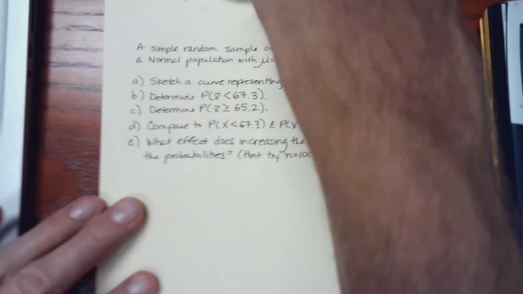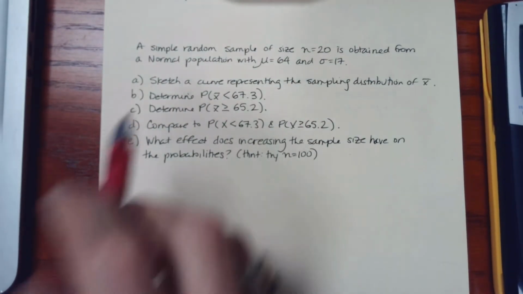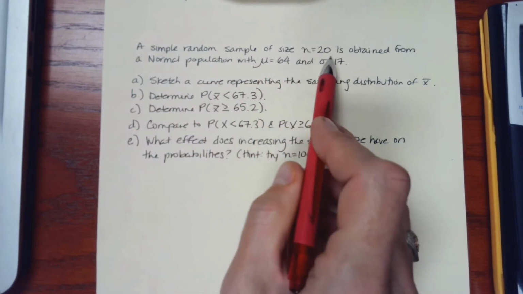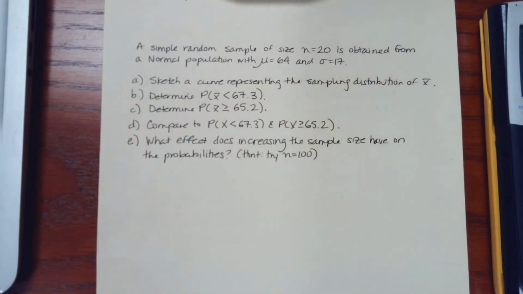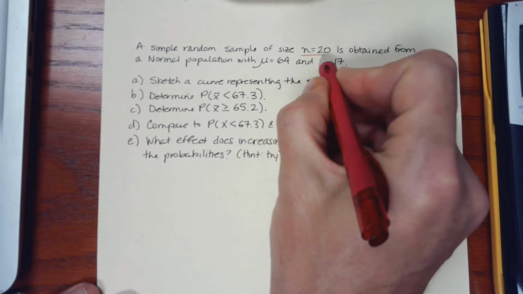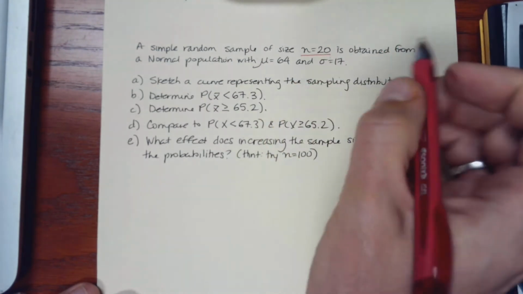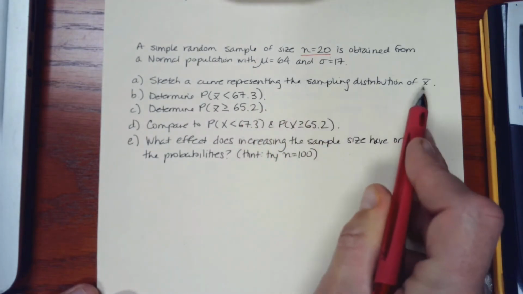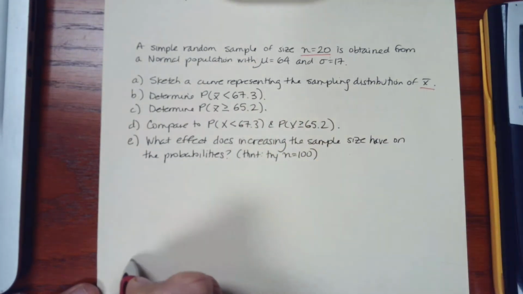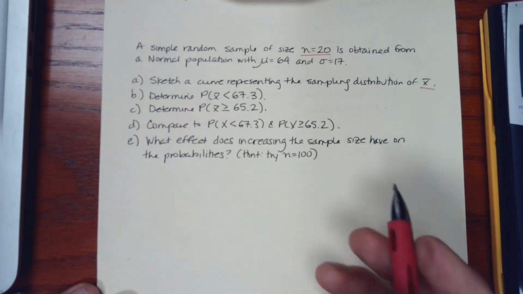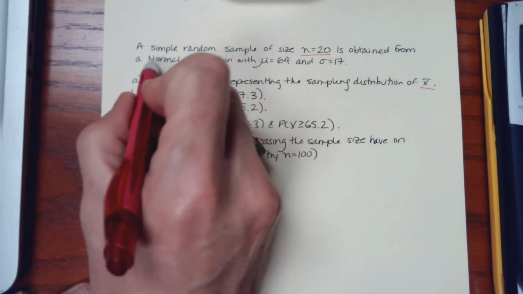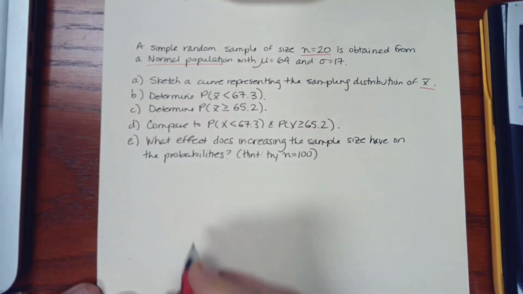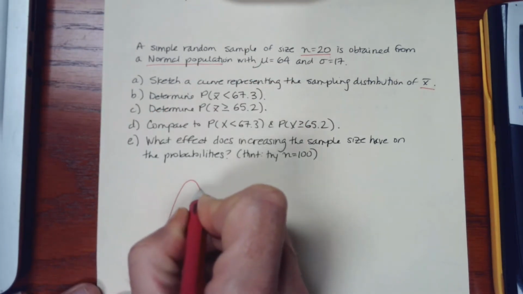This time we're told that a simple random sample of size n equals 20 is obtained from a normal population with a mean of 64 and a standard deviation of 17. We're concerned about the sampling distribution. So first, sketch a curve representing the sampling distribution of our sample mean. So is it going to be bell-shaped? Well, the population is normal, so my sampling distribution is also going to be normal.